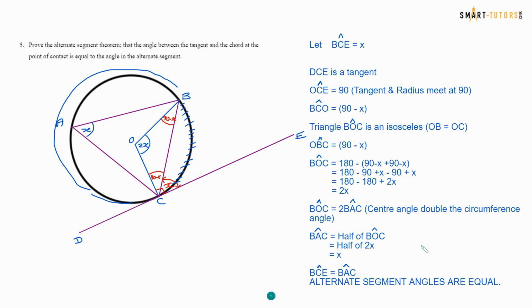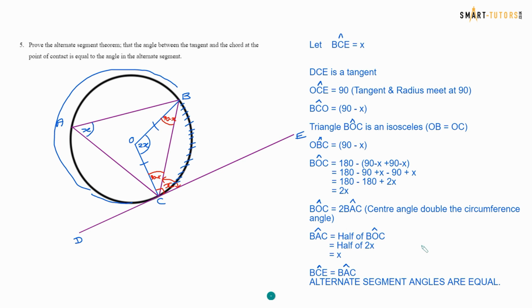How to do this one? Let BCE equal X. I start from here. DCE is a tangent, so OCE is 90 degrees because the tangent and radius meet at 90 degrees. That is correct. BCO is 90 minus X. Triangle BOC is an isosceles triangle, right? So OB and OC are equal, and OBC is also 90 minus X.